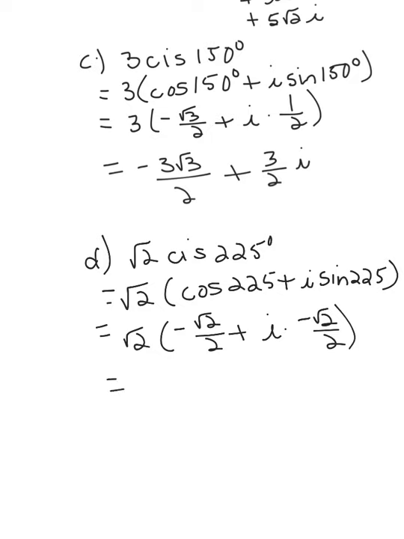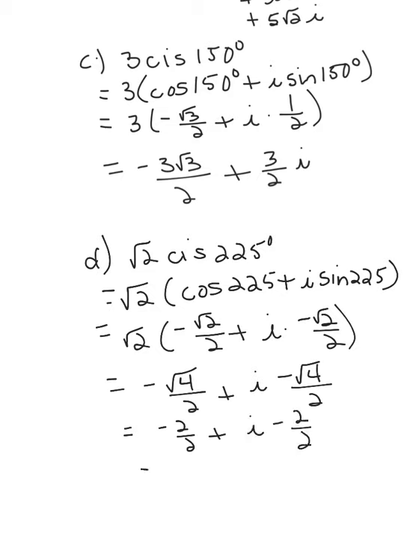So if we take that square root of 2 out front and distribute it, we are going to get negative square root of 4 over 2 plus I times negative square root of 4 over 2. Well, the square root of 4 is 2, so we've got negative 2 over 2 plus I times negative 2 over 2. So we've got negative 1 minus 1. I just took that negative 1 and put it out front times I.